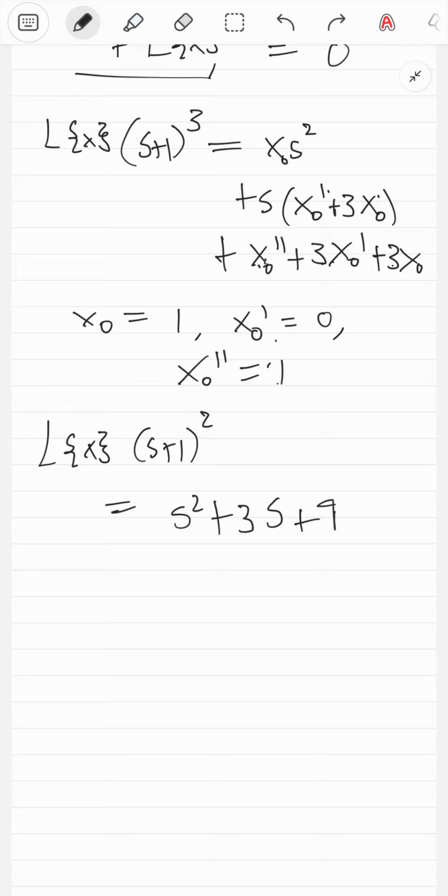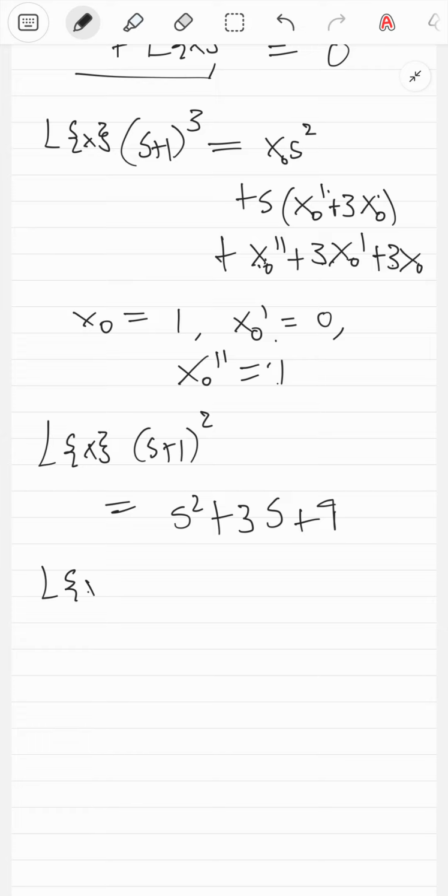This is still weird. Is this correct or not? X naught dash was 0, then 3 x naught is 1, so it's like 3s. Looks about right. Yeah, looks correct to me. So you have something like that. Awesome. Now what?